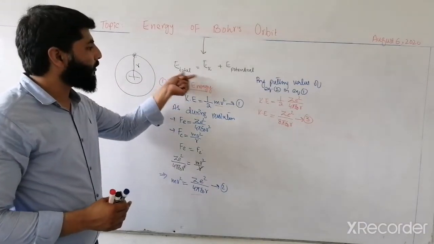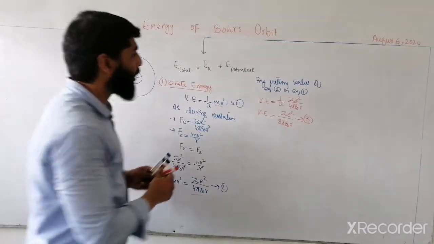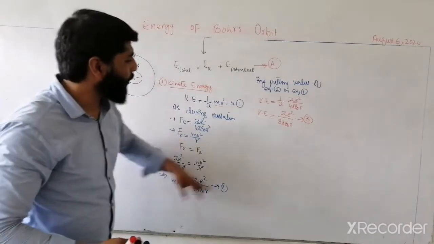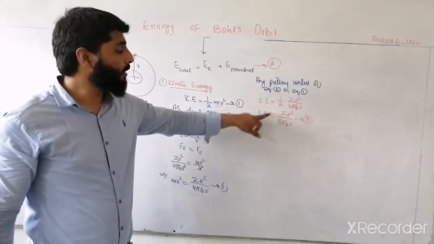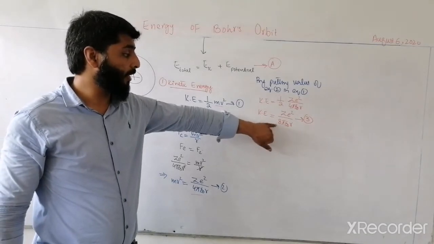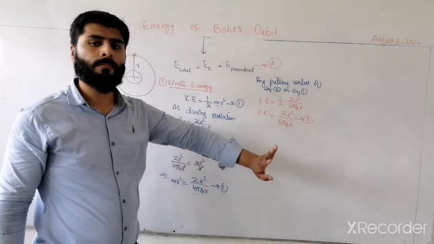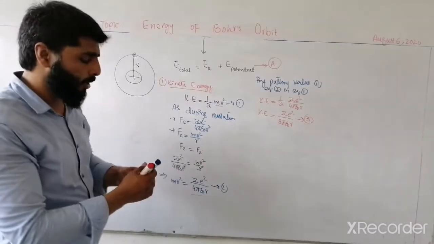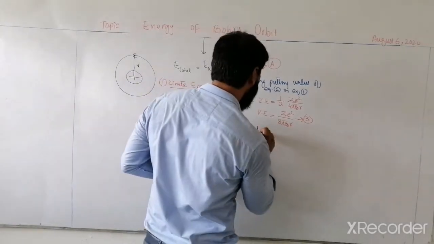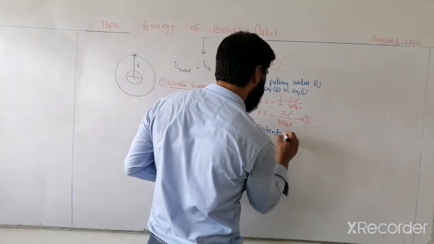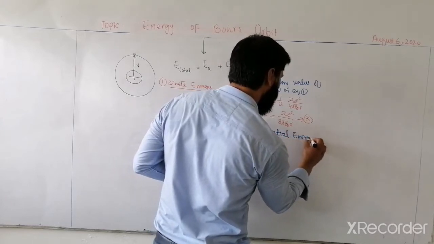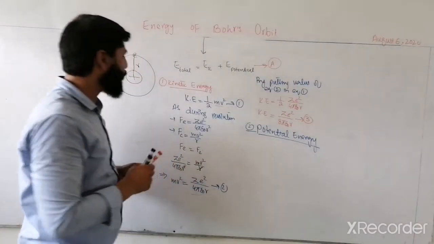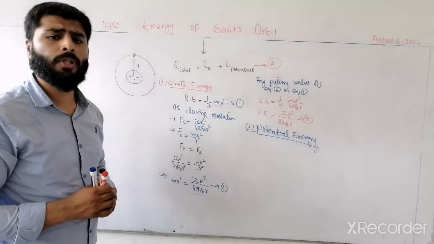As we have the total energy which is equal to kinetic energy and potential energy, we can write it as a general equation A. We have calculated the value of kinetic energy which is Ze square divided by 8 pi epsilon naught r. Now how can we calculate the potential energy? Number 2, potential energy. How can we calculate the potential energy?